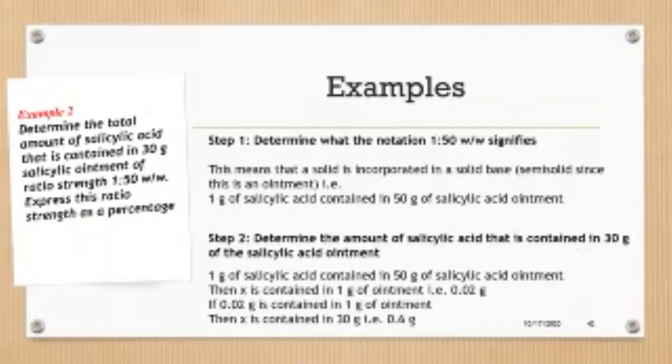And the next step now is to determine the amount of salicylic acid that will be contained in 30 grams of the ointment. Of course, you know that 1 gram is contained in 50 grams of the salicylic acid from the ratio strength signified there. You determine how much will be found in 1 gram, which is 0.02 grams. And then from that, you determine how much will be contained in 30 grams. As usual, you do not have to determine the unit. You could go straight to the 30 grams.